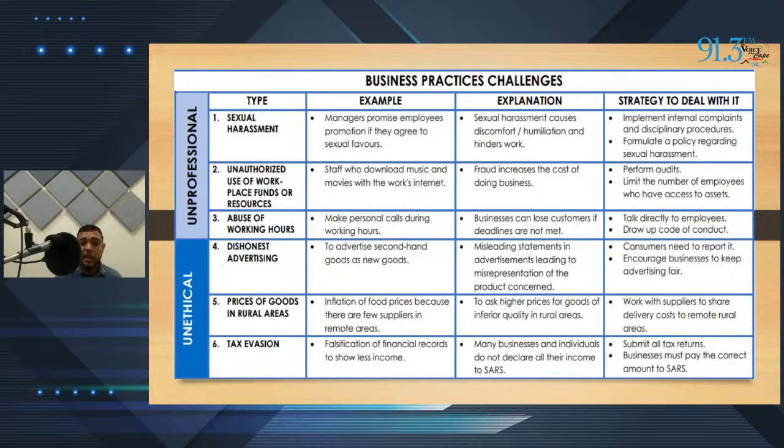Tax evasion, falsification of financial records to show less income. We all know this took place. A lot of tax evasion takes place with the hierarchies, and people that cause these are getting caught now and they are sent to jail. So many businesses and individuals do not declare all their income to SARS.